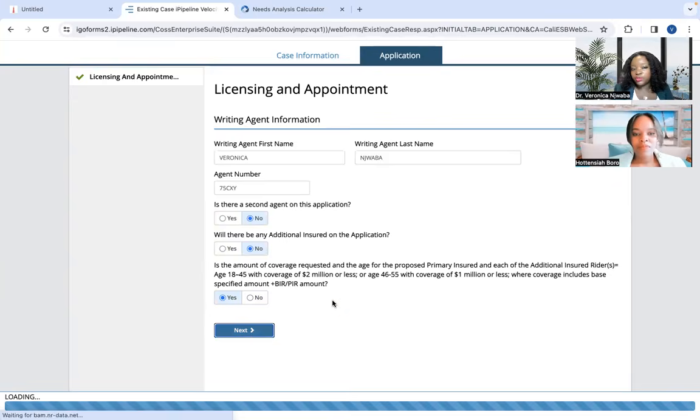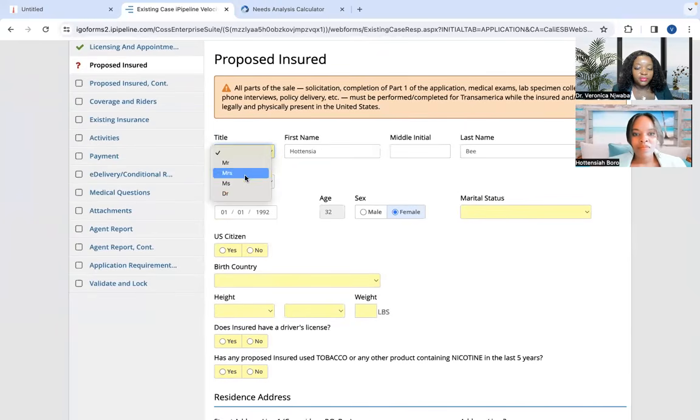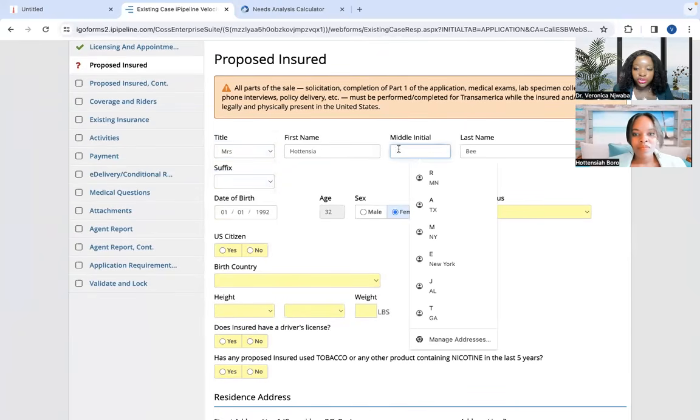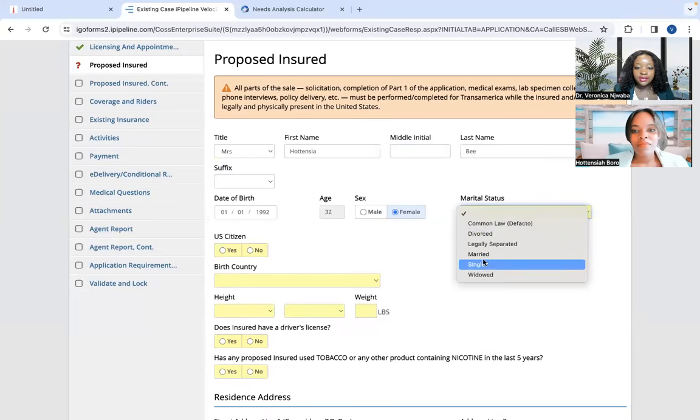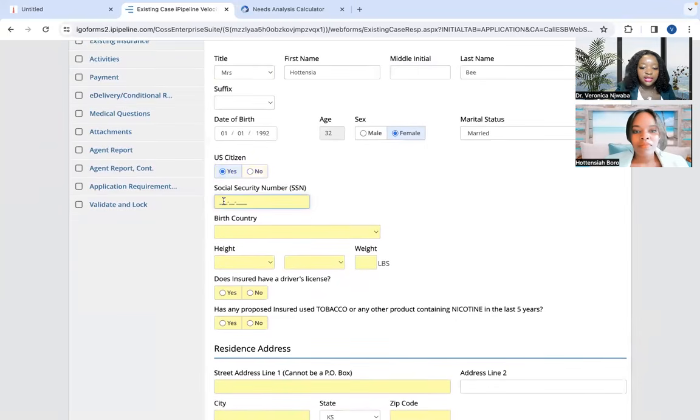So I'll say yes, because the underwriting process is different. Now you are married. So let me put, let's say Mrs. Do you have a middle initial, Hortensia? No. All right. So I'll leave it the way it is. I'll select married. You said you're a citizen. And let's say you give me your social.